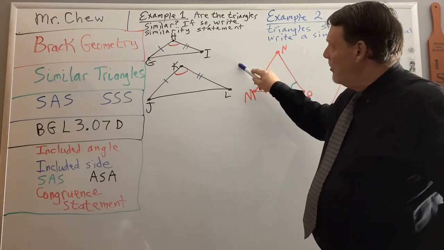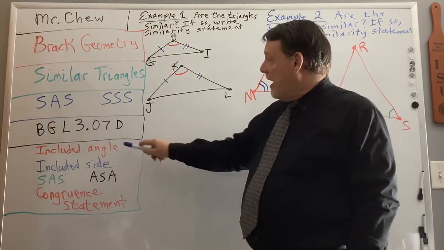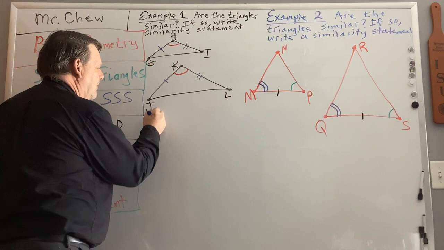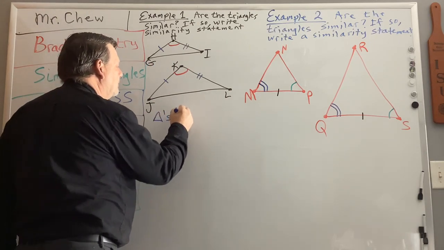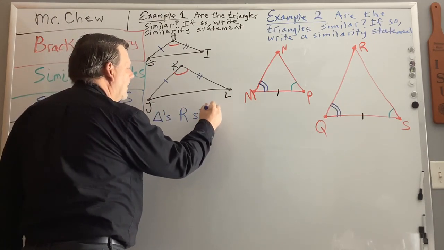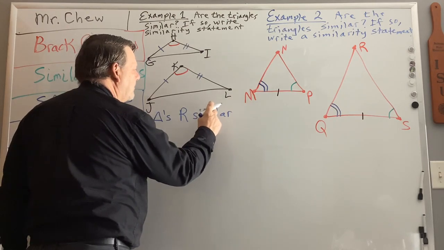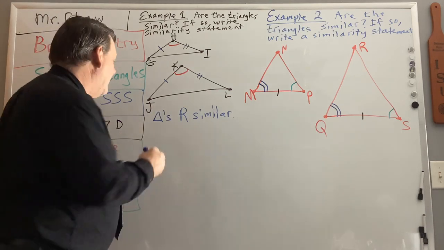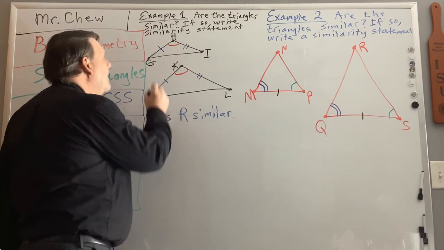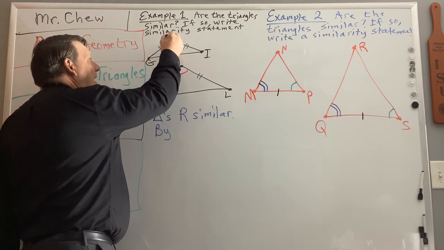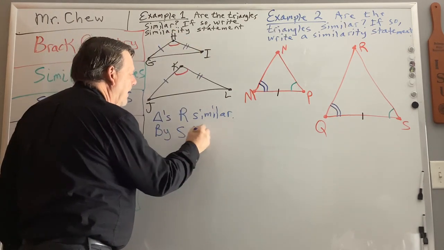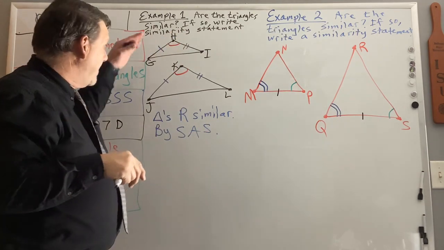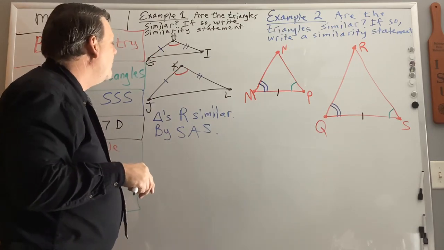So if these are similar, we could say by side angle side. So we would say the triangles are similar. That's just some abbreviations. So then you're saying by what? By the side angle side. And in this case, the angle's in between the two sides. See how the angle's between the two sides? And you have to make sure that they line up, and they do.